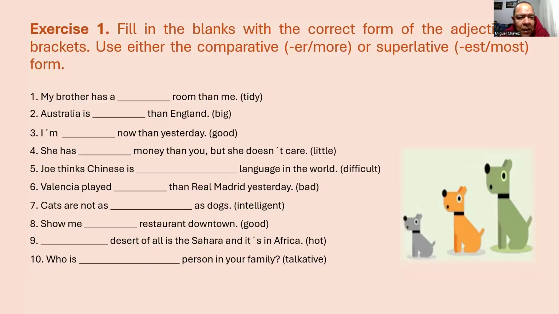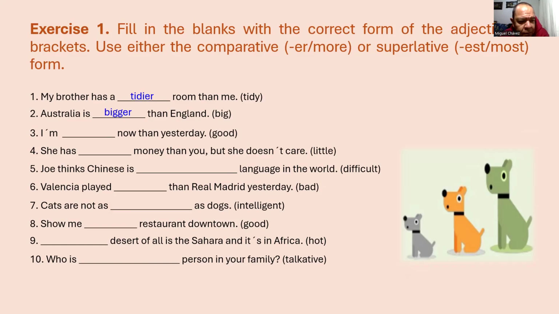In our first exercise, we have to fill in the blanks with the correct form of the adjective in brackets. Use either the comparative -er or more, or the superlative -est or most form. Number 1. My brother has a tidier room than me. Number 2. Australia is bigger than England.